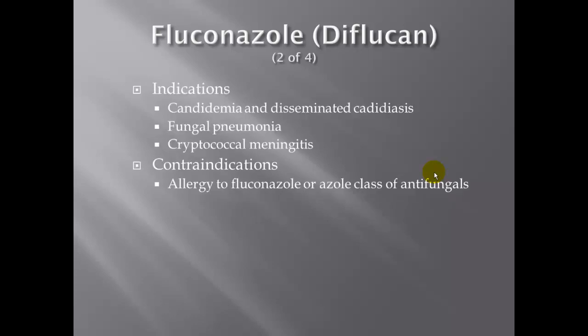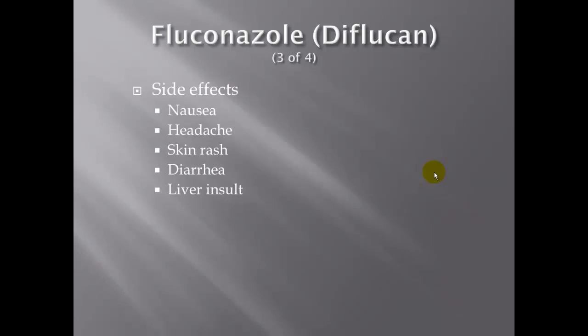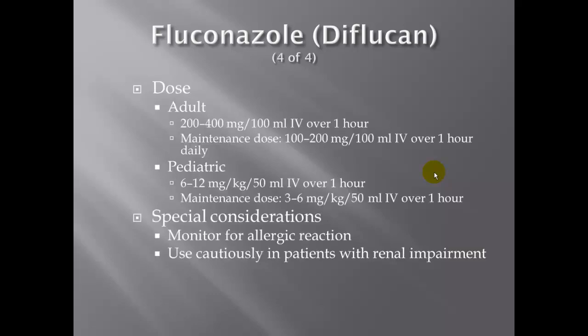Indications: candidemia and disseminated candidiasis, and this is thrush. Either the thrush is in the blood or it's running around and it's in areas that it should not be. Fungal pneumonias, cryptococcal meningitis. Contraindications: allergy to Diflucan or azole class of antifungals. Side effects: nausea, headache, skin rash, diarrhea, or liver insult from the active metabolite being formed.